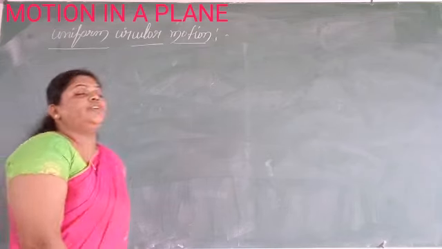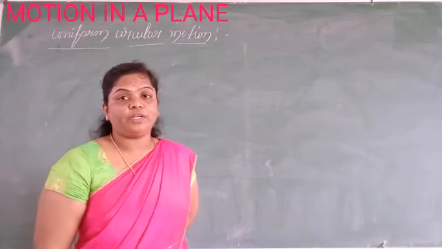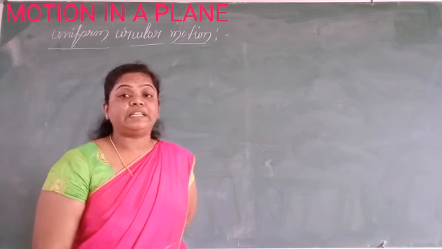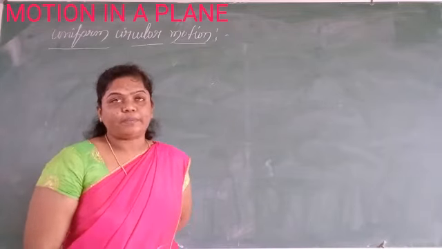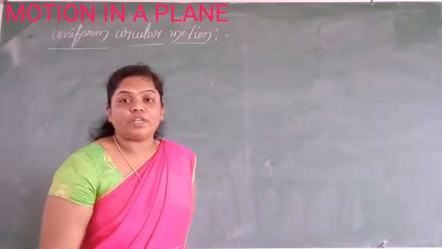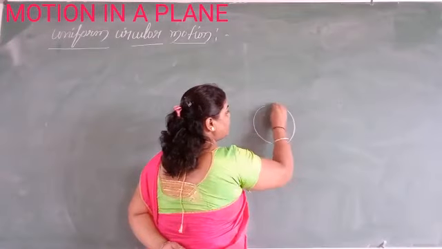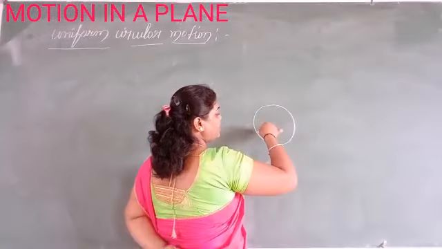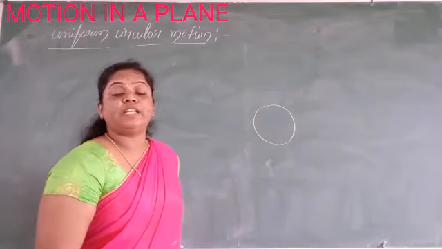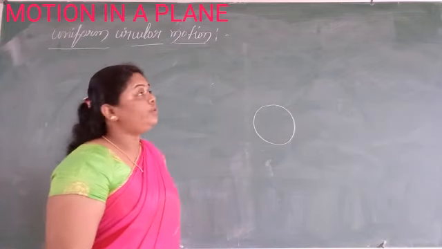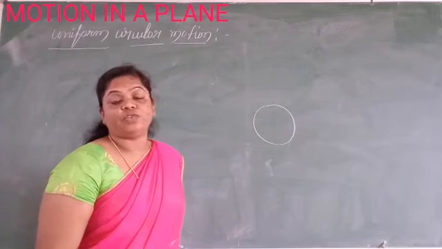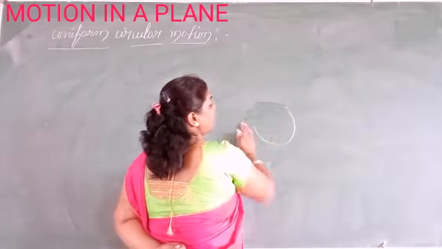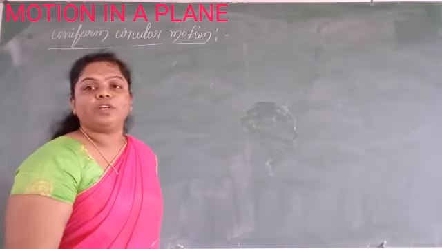So uniform circular motion. What is meant by uniform circular motion? When a body is moving along the circumference of the circle with constant speed, it is called uniform circular motion. This is the circle, this is the circumference of the circle. So an object is moving along the circumference of the circle with constant speed. That is called uniform circular motion. This is an example of two-dimensional motion.